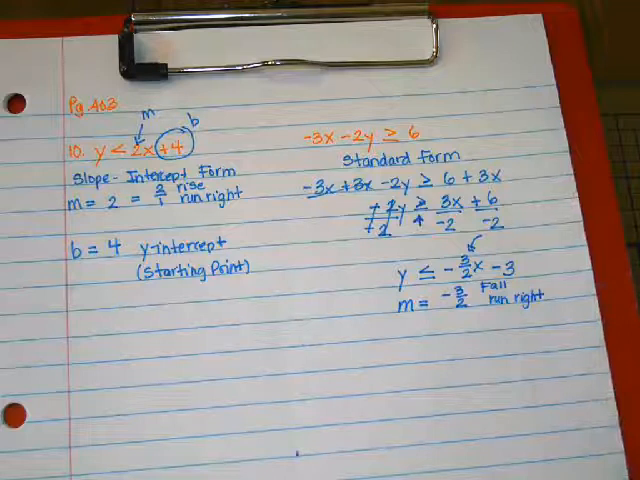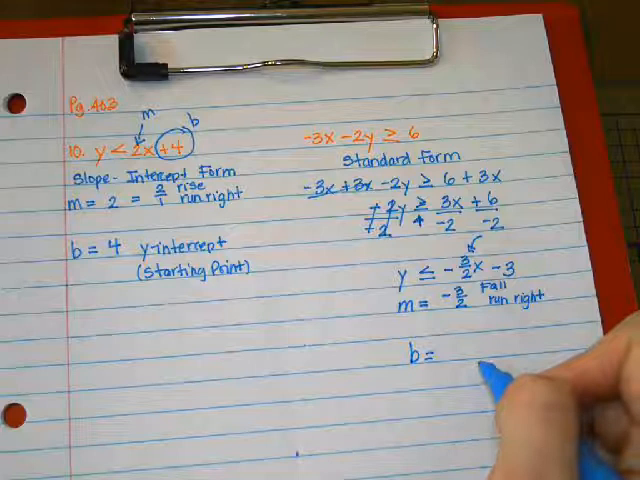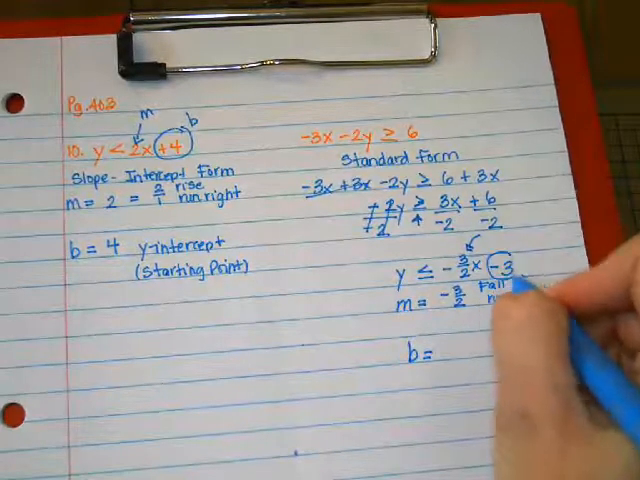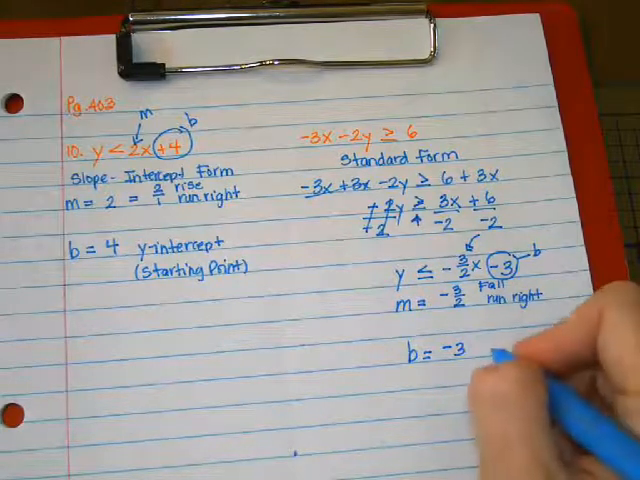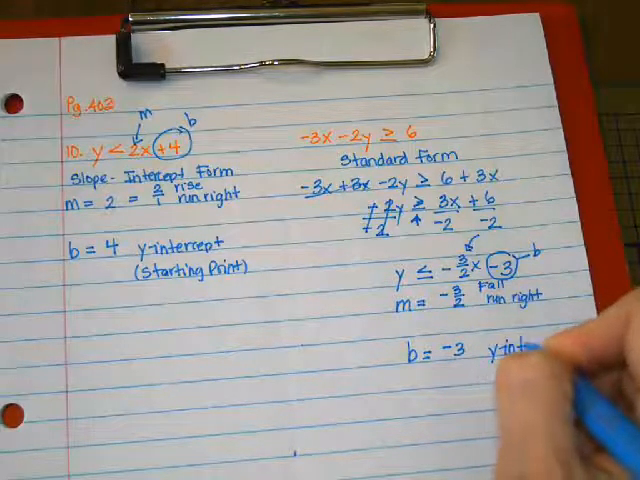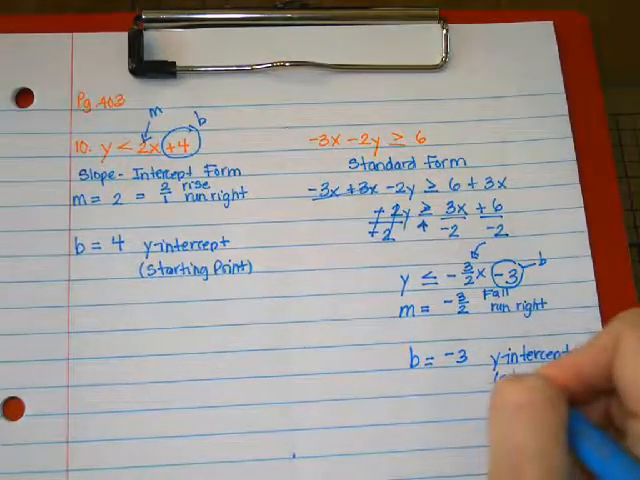Beautiful, beautiful. And a b value, what would that be, Ethan? That's correct. Remember, the b value is the entire back end. That's your b value, so negative 3. And that represents my y-intercept, which is my starting point.